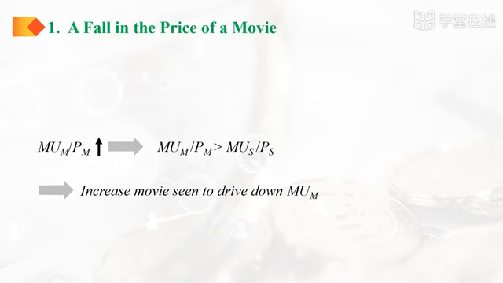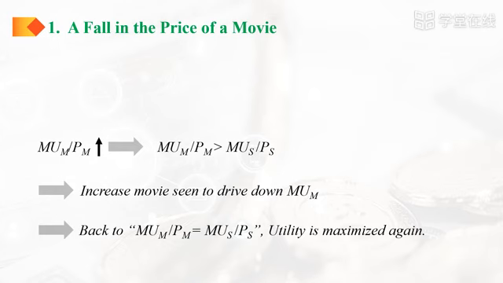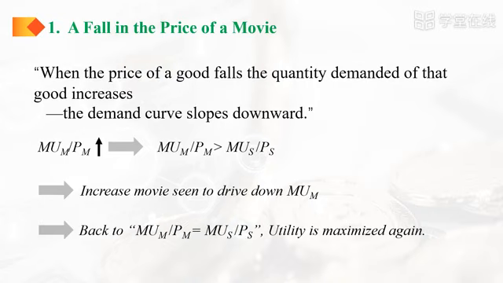Now let's consider situation 1, when the price of a movie drops. What will happen? We know that the marginal utility of a movie rises as the price falls. So before the consumer changes the quantity bought, the marginal utility of a movie over the price of a movie is now larger than MUS over PS. If Lisa wants to restore her equilibrium, the maximum total utility, she might increase the movies seen to drive down the marginal utility of a movie and then restore the situation where MUM over PM equals MUS over PS. Such that what we get here is, when the price of the movie falls, the quantity of movies demanded increases. The movie demand curve slopes downward in our example.